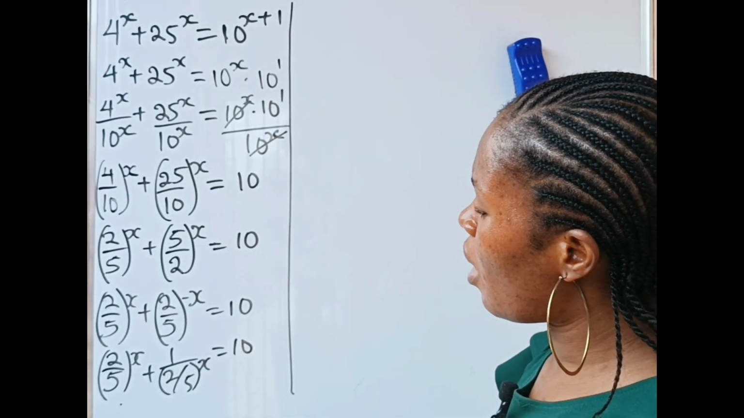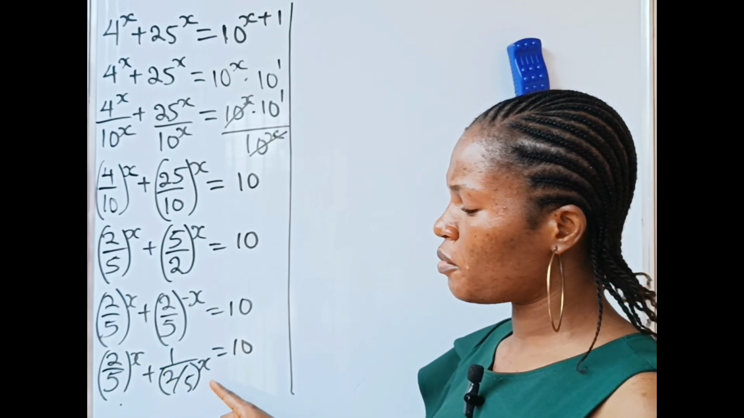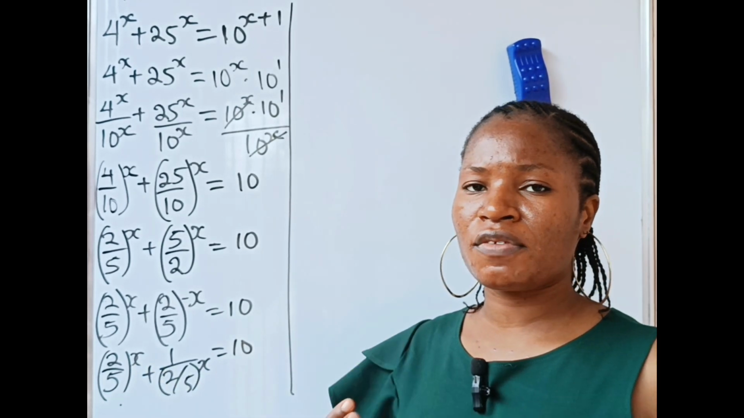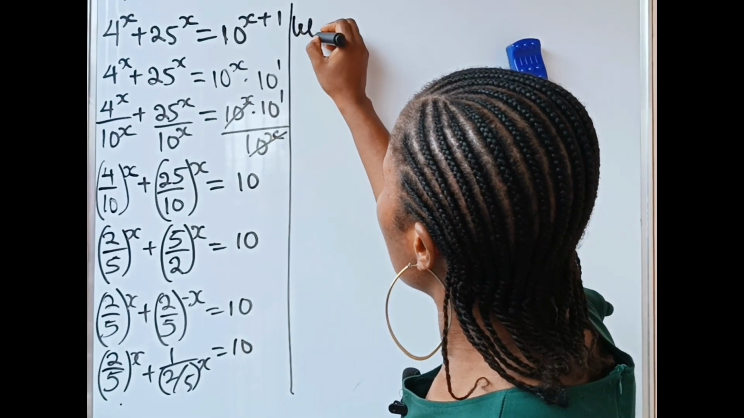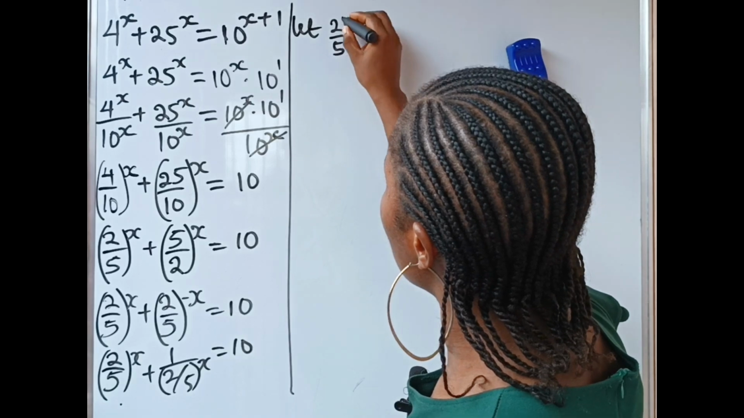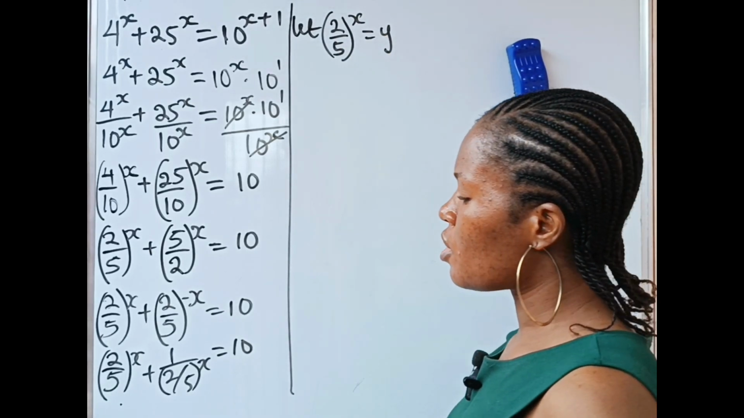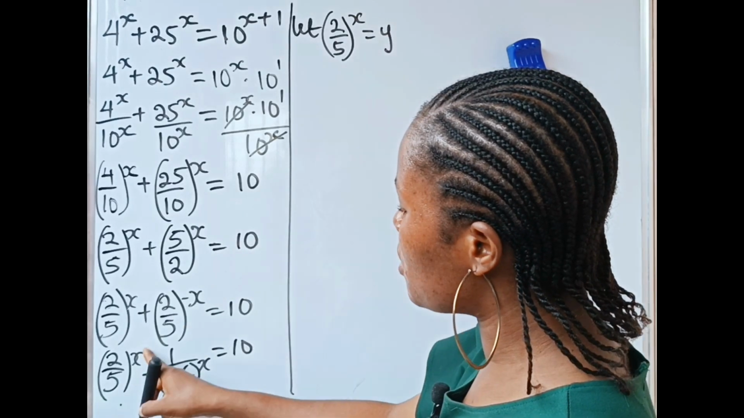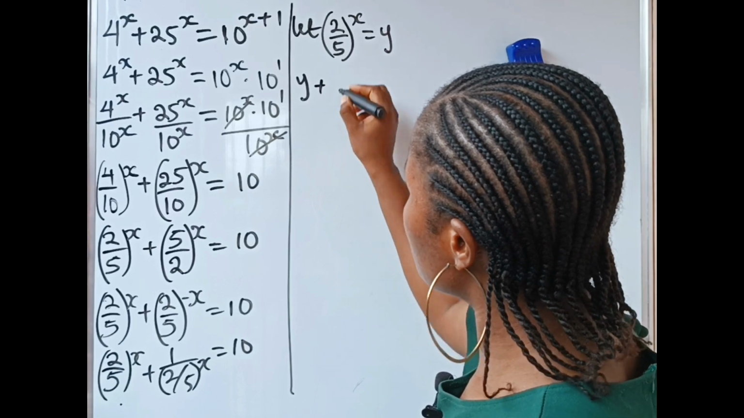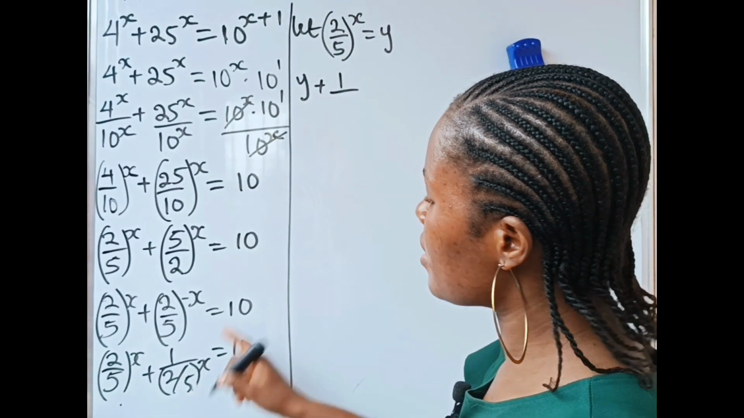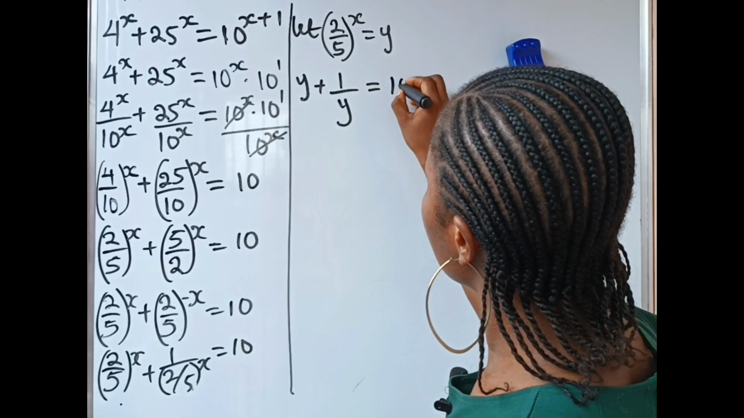All right, now we have 2 over 5 to the power of x here, and we have 2 over 5 to the power of x here. So let's give it an alphabet to simplify the equation. So we can say, let 2 over 5 to the power of x be equal to y. So if we say that, that means we have y here, right? So we have y plus 1 over y is equal to 10.